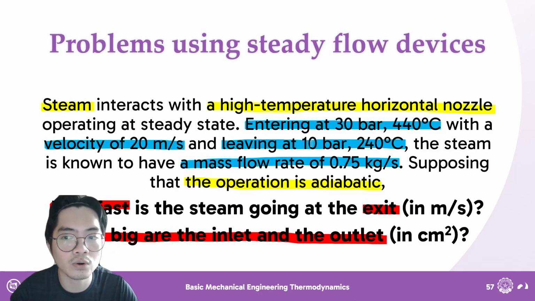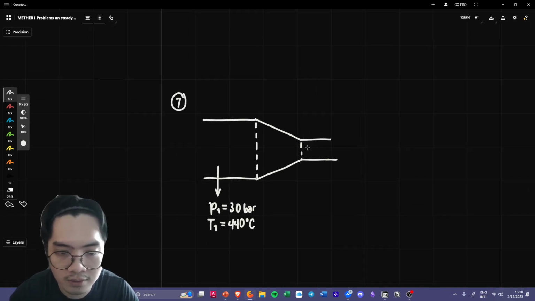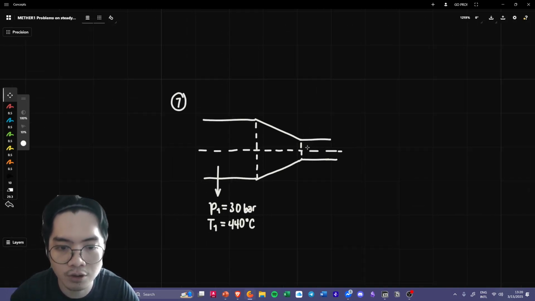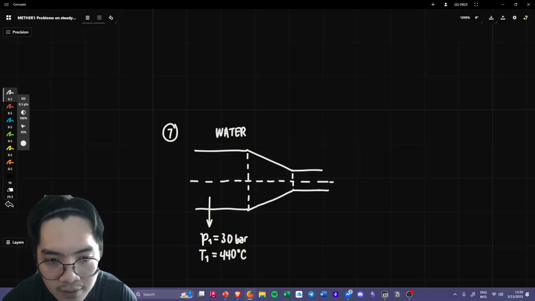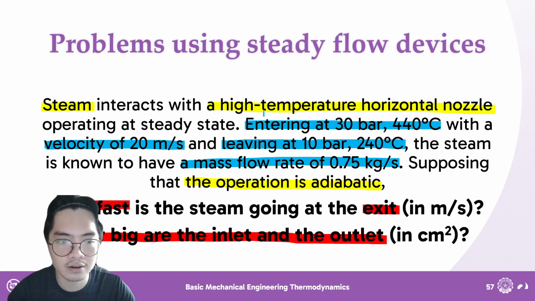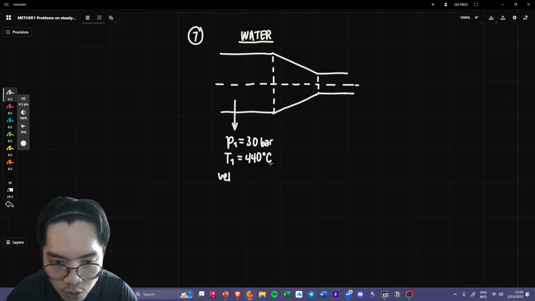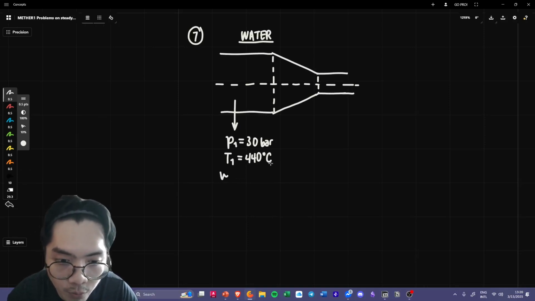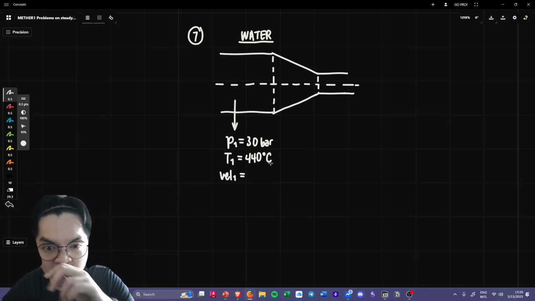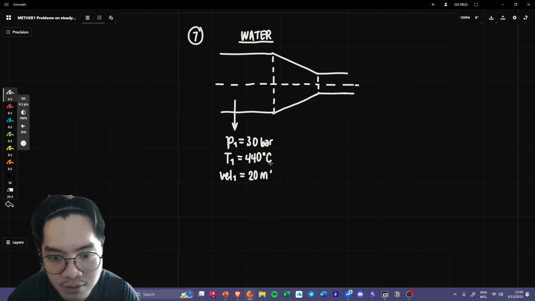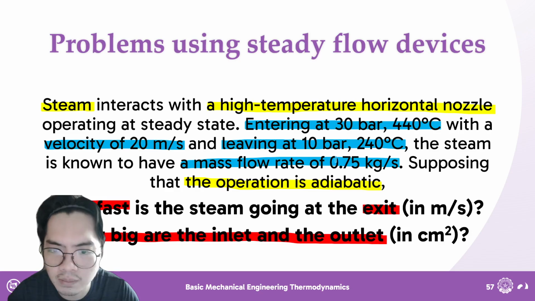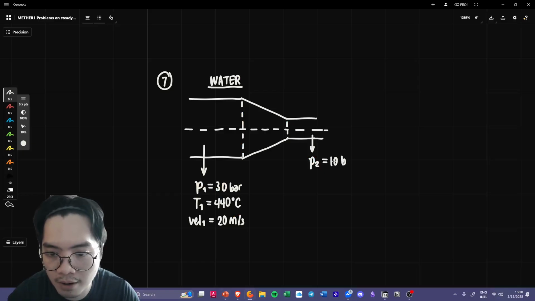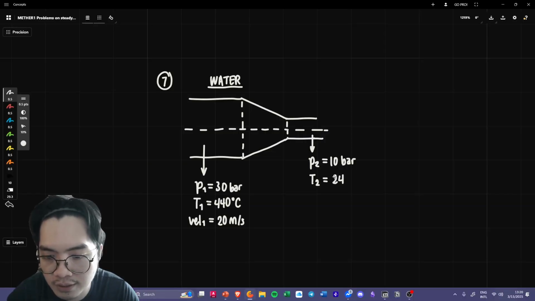And so it's a horizontal nozzle. You can see it's horizontal. And it's interacting with steam or just water. We know that the velocity here is 20 meters per second. So in line with what a nozzle does, we expect that the velocity at state 2 should be higher. At state 2, we know that P2 will be 10 bar. T2 is 240 degrees Celsius.